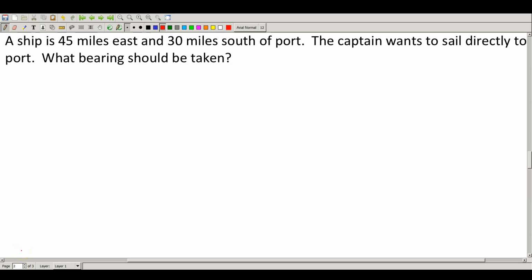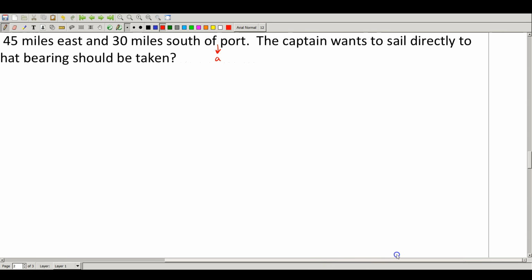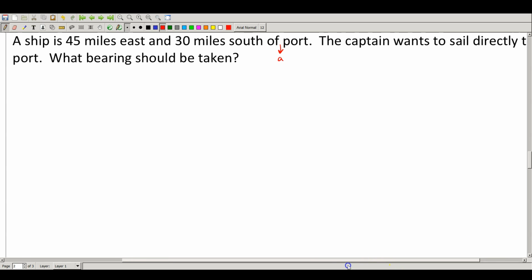All right, this problem says a ship is 45 miles east and 30 miles south of a port. The captain wants to sail directly to the port. Bad writing here. What bearing should be taken?